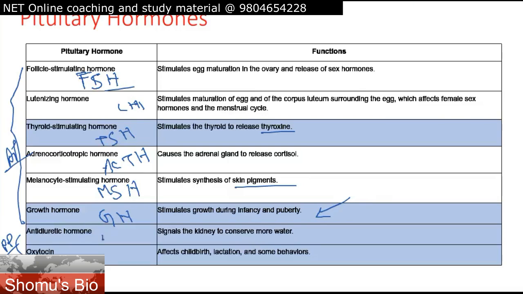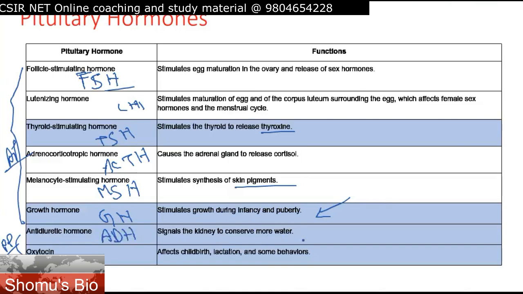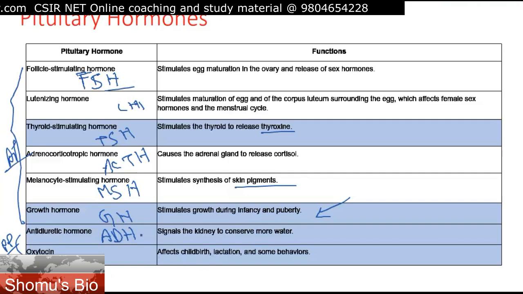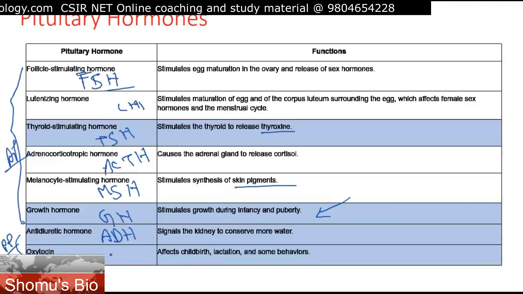Antidiuretic hormone, ADH, signals the kidney to conserve more water during water stress conditions of our body, and it is secreted by the posterior pituitary, by the way. Oxytocin affects childbirth, lactation, and some behavior in the female undergoing pregnancy as well. So oxytocin is that kind of hormone.